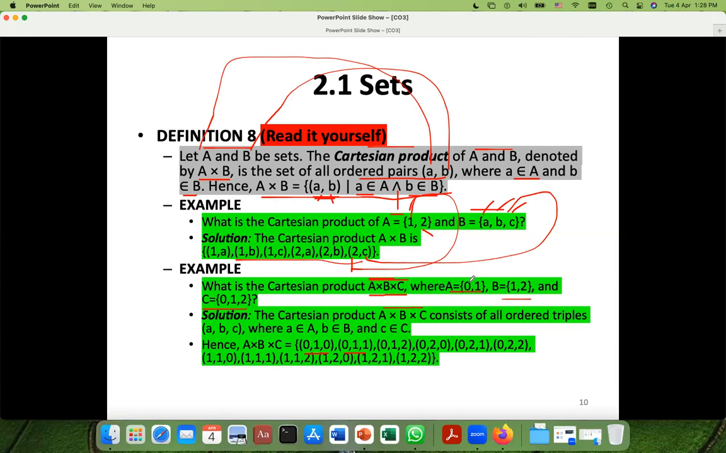And how will it be? 0, 0, and then 1. And this 1 with 0, 1, and 2 separately, individually. 0, 0, 1, 0, 0, 1, 1, 0, 1, 2, and all these things are mentioned here. And then you can take 0 and 2. And then 0 2 0, 0 2 1, 0 2 2, and so on. So this is easy. You can read it and understand it by yourself.